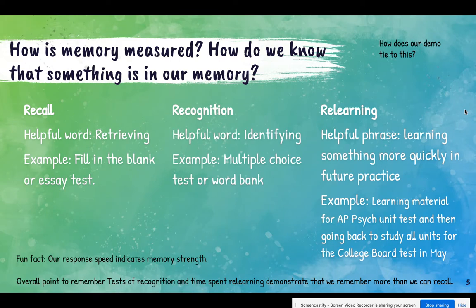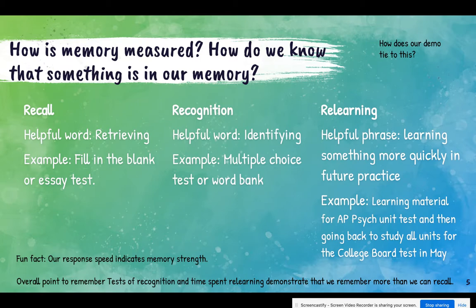How is memory measured? How do we know that something is in our memory? Well, there are three ways. The first one is recall. Recall is when we are trying to pull information out of our mind that is supposed to exist using very few retrieval cues. Meaning, I might say to you, what is the capital of Wisconsin? That's an open-ended question. I didn't give you multiple choice answers. I didn't give you a word bank. So you have to pull that out of your mind cold, without any other indicators of where you should head for that answer. Fill in the blank questions and essay tests are very commonly asked questions for recall.